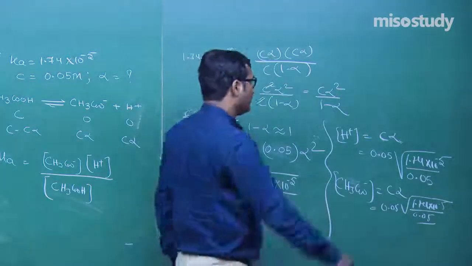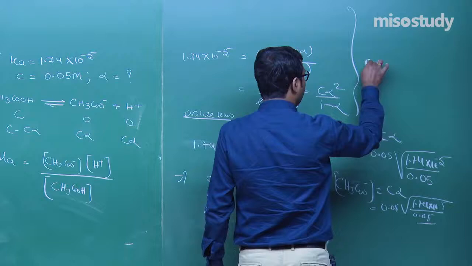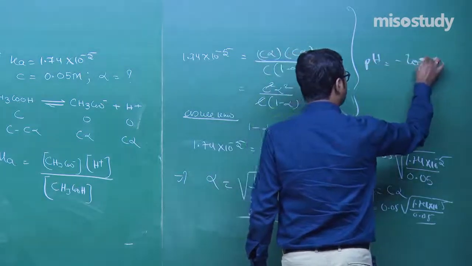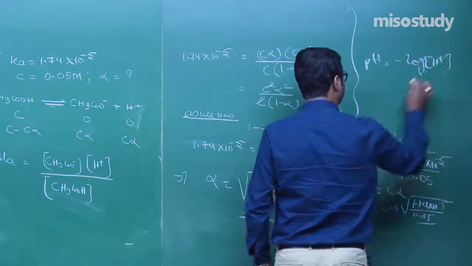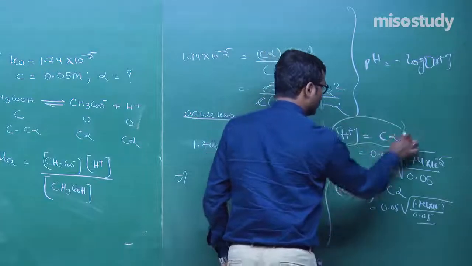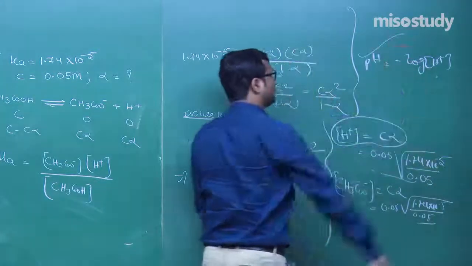Now, next one, if anyone asks you the next part, pH. pH is equal to, we know, minus log H plus ion concentration. Now, this is the H plus ion concentration. Put this value, you will get the value of pH.